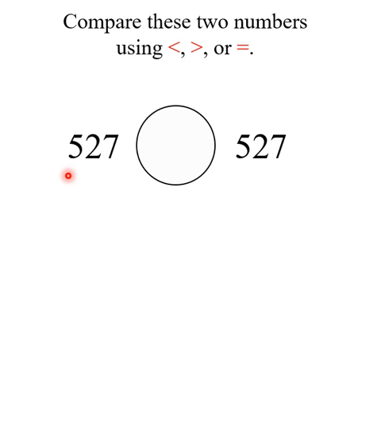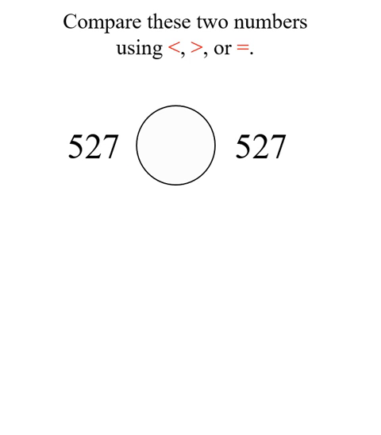I have to compare 527 to 527. I always start in that hundreds place and I see that the two fives are the same, so I can't tell which one is greater than or less than. I look at the tens place next because tens are bigger than ones, and I have 2 in the tens place in each of them, so I still can't tell which one is greater than or less than the other. I go to my ones place and I notice that those are the same as well.